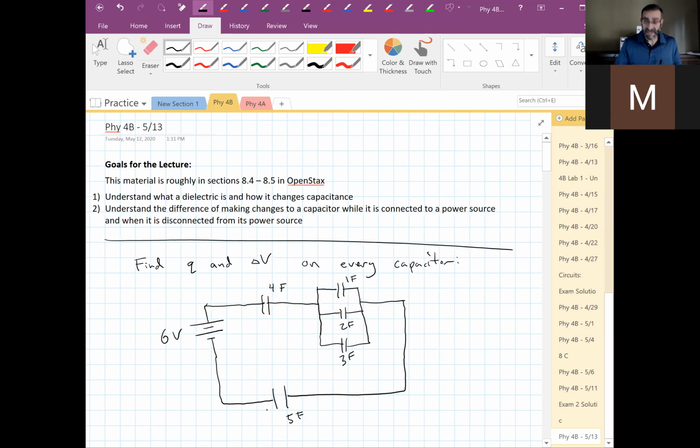So we'll just call these capacitor 1, 2, 3, 4, and 5, and we'll give them the capacitance of C1, C2, C3, C4, and C5. And so we're looking for delta V1 through delta V5, and Q1, Q2, Q3, Q4, Q5. So go for it. Find the delta V on every one of these capacitors and the charge on every one of these capacitors.